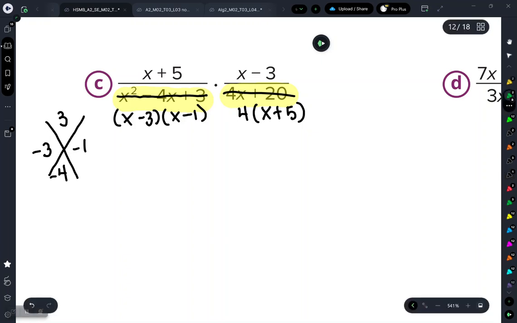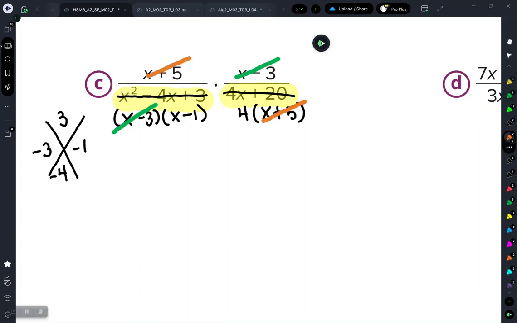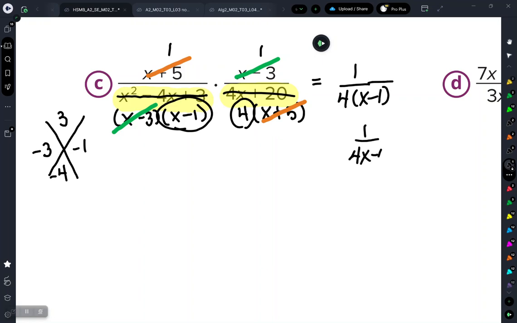All right, so I see I can cancel an x minus 3 here and here. And I can cancel an x plus 5 here and here. So once again, my numerators are completely canceled out, so I do need to remember that there's a 1 there. Okay, in the denominator, I'm left with a 4 and an x minus 1. You can write it as a 4 times x minus 1. You could actually multiply that in and make it 4x minus 4, but it's not necessary. You can leave it in factored form.